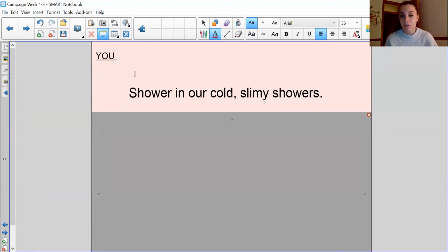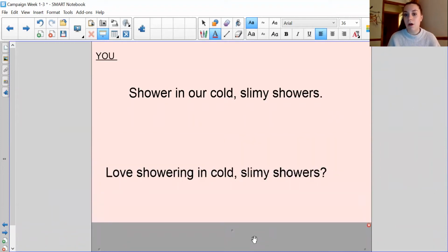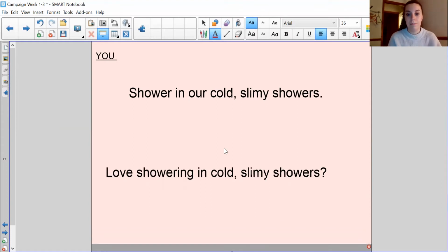Shower in our cold, slimy showers. Now that doesn't really make me want to go and shower in their cold, slimy showers. So let's see how we can turn it into a rhetorical question. Love showering in cold, slimy showers. So that makes us question, do we love showering in cold, slimy showers? And then after that, I'm sure they would try and persuade us to join.